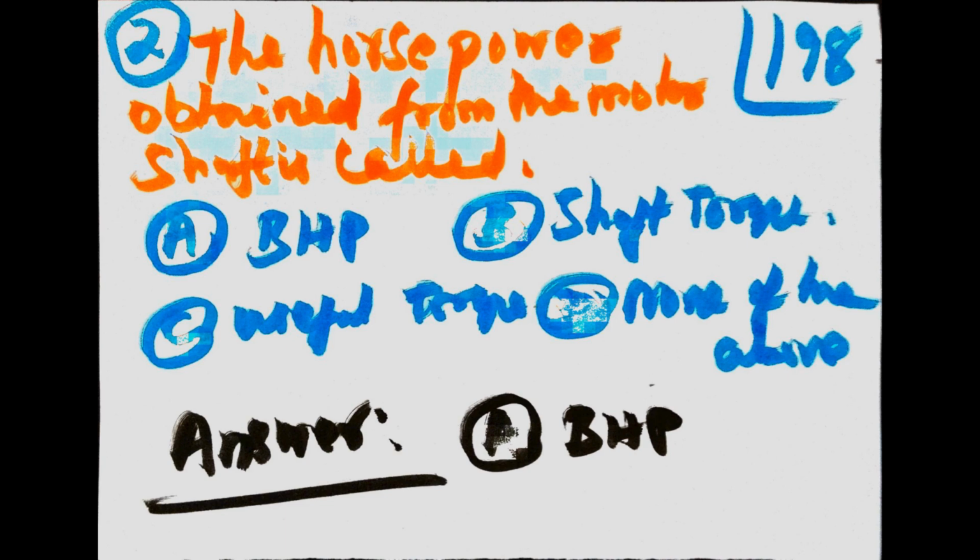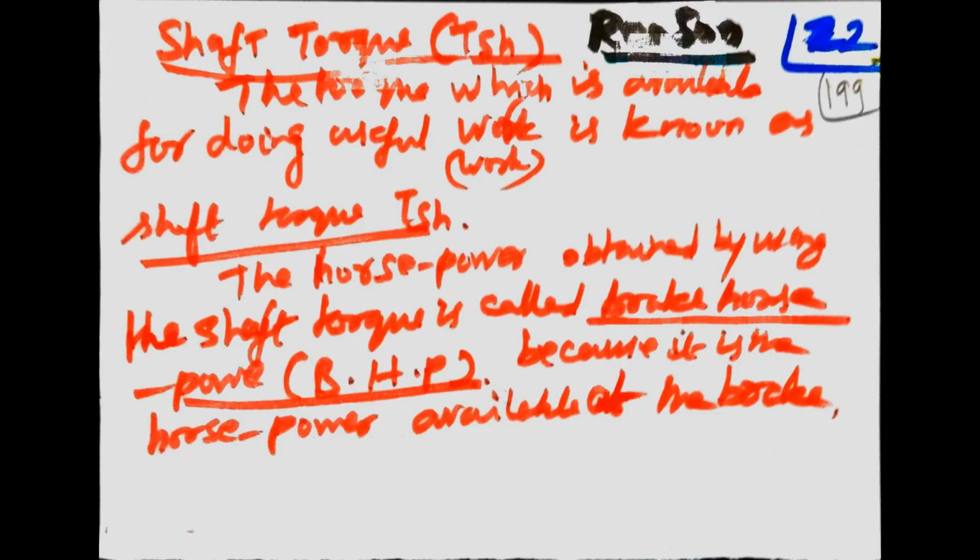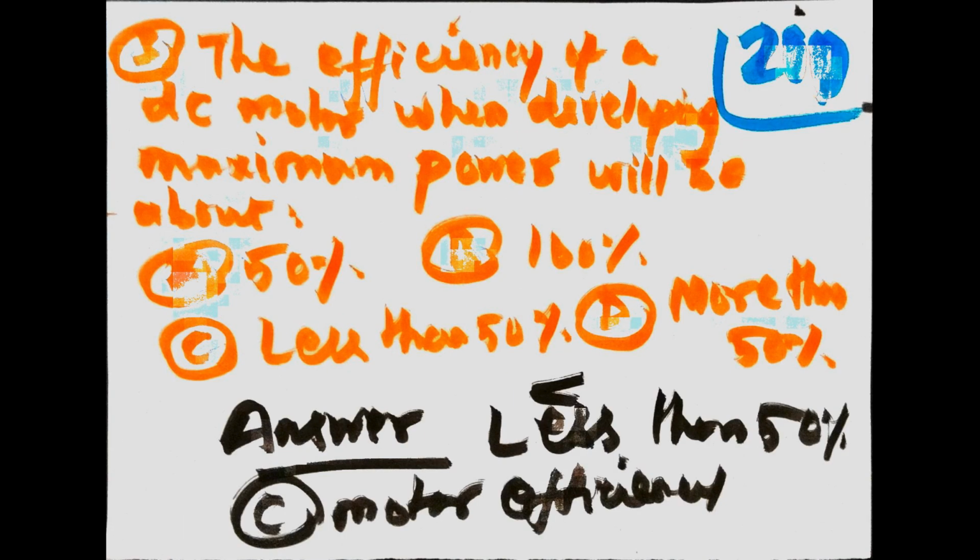Second question. The horsepower obtained from the motor shaft is called: A. BHP, B. shaft horsepower, C. useful torque, D. none of the above. Answer is BHP, brake horsepower. The torque which is available for doing useful work is known as shaft torque. The horsepower obtained by using the shaft torque is called brake horsepower, because it is the horsepower available at the brake.